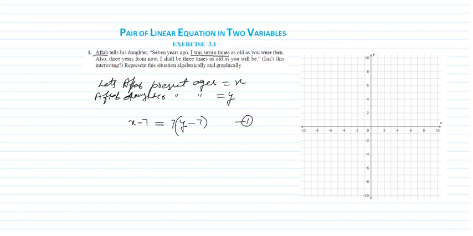Okay. Now there is one more relation given. So I will write x and y. Three years from now means we'll add 3 to the present ages. Aftab will be 3 times as old as his daughter. It means we'll multiply his daughter's age by 3 to make their ages equal. Now we have two equations and we can solve them.